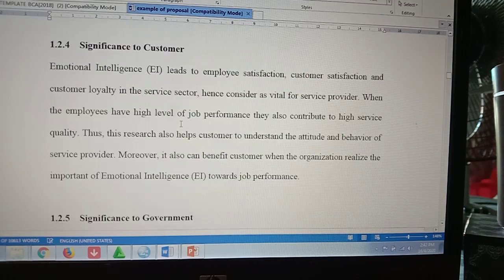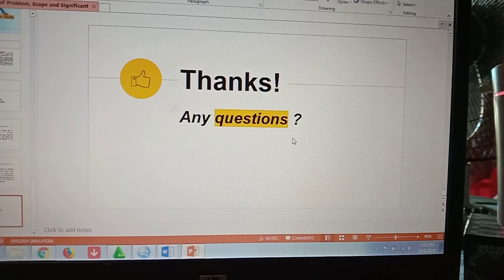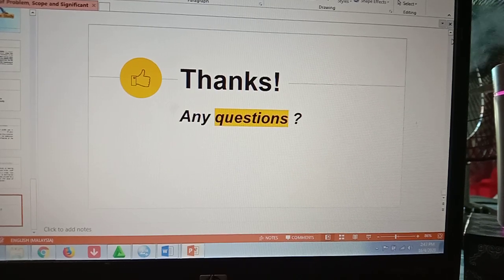Significance to the organisation must be based on your study. Okay. Right, we proceed. Okay, thank you. Any questions? Okay, in the next video, I will teach you how to construct Chapter 1. This is for our lecture. We have already finished the chapters on research objective and research question, and also problem statement, scope of study and significance of study. Okay, thank you students. Thank you for your participation.